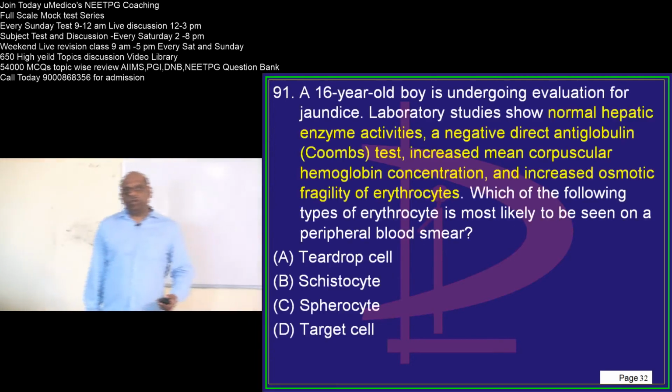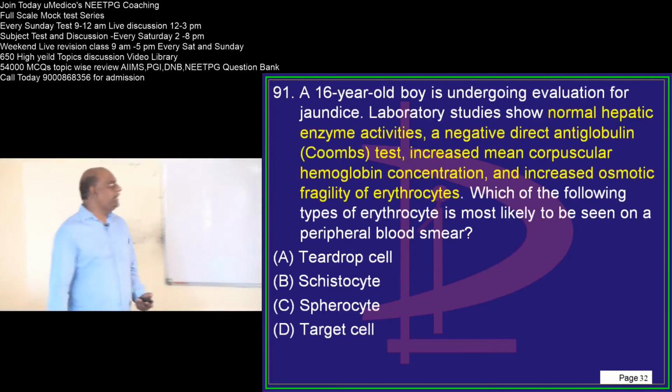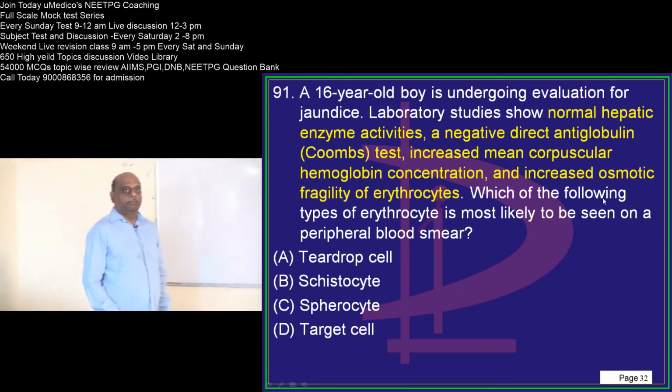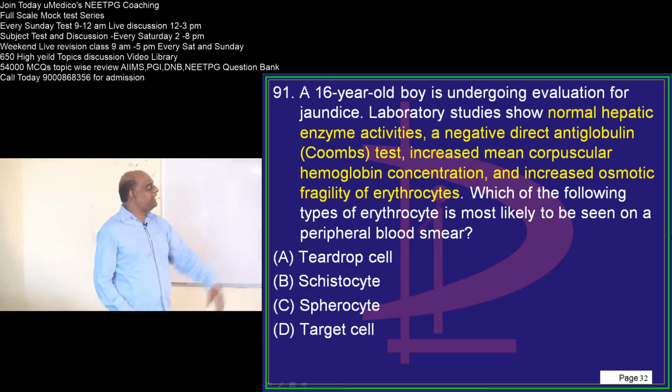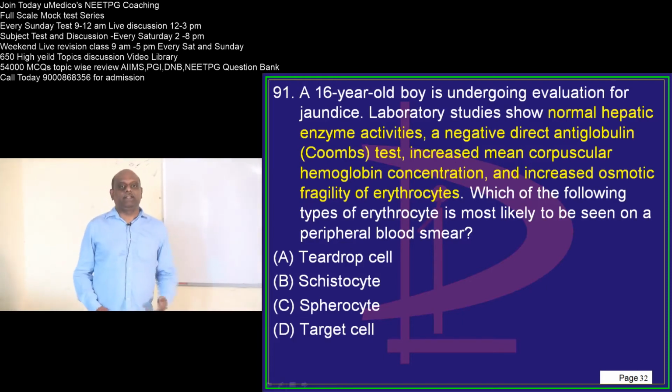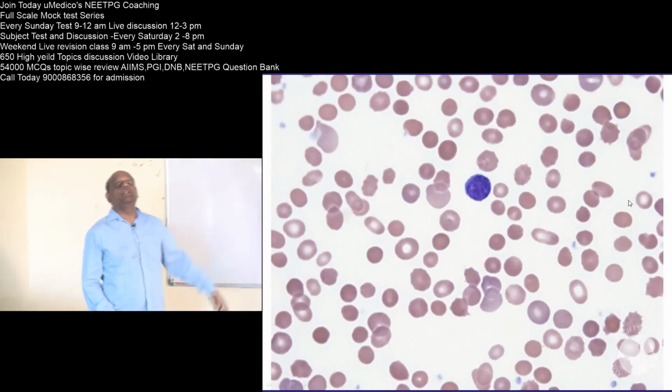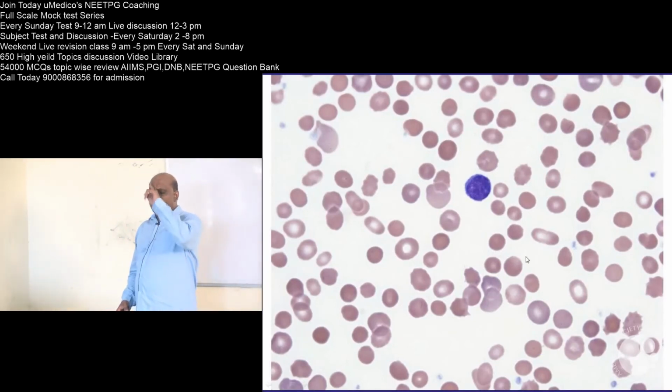A 16-year-old has normal liver enzymes, negative Coombs test, but the mean corpuscular hemoglobin is increased and osmotic fragility is increased. So what do you expect? Typically you expect spherocytes. Very, very important question in the exam.